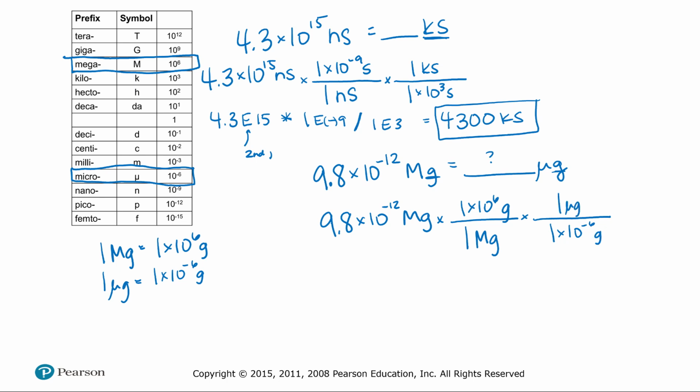So when you put this in your calculator, it's going to look like 9.8 e negative 12 times 1e6 divided by 1e negative 6. And that should get you just 9.8 micrograms.